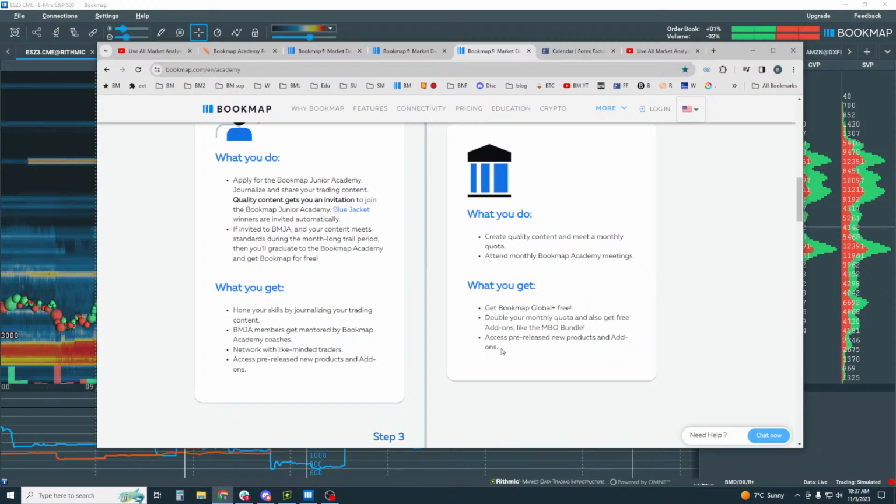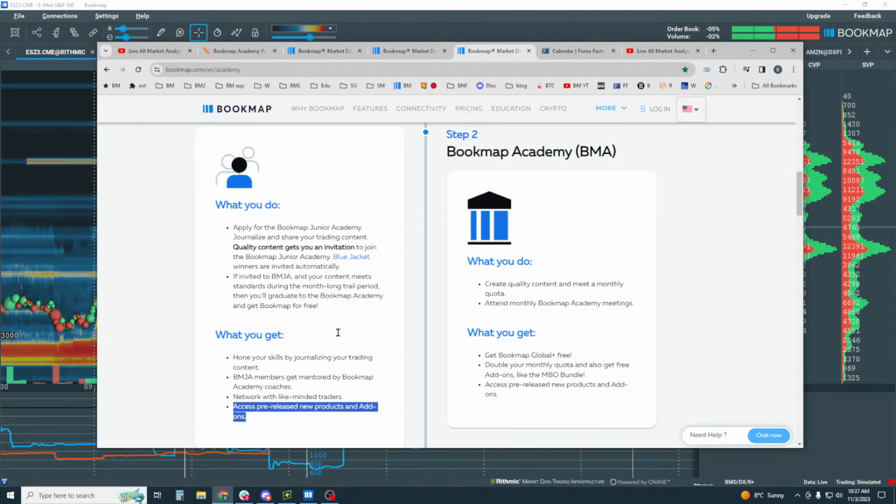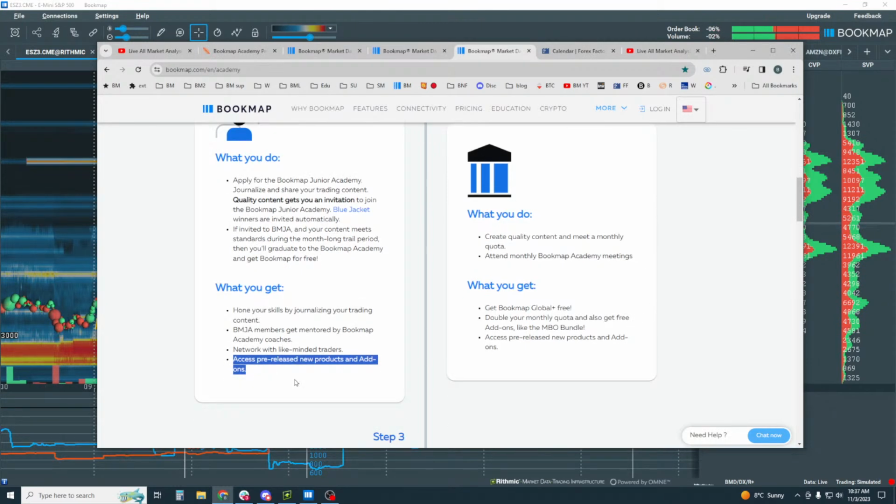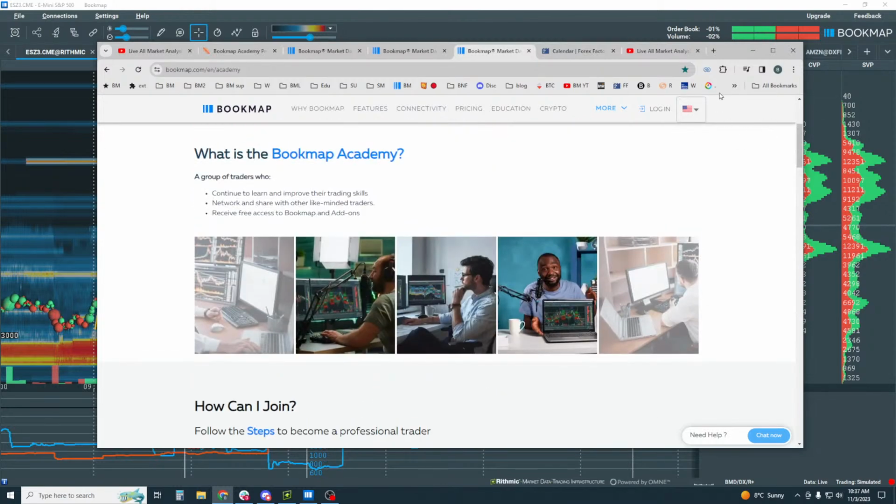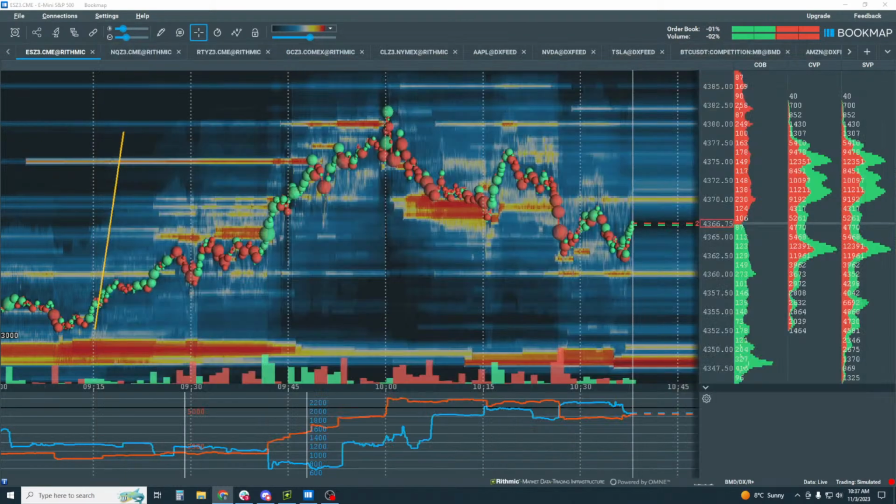Okay, now you can see that you get access to pre-released new products and add-ons. Even in the Junior Academy, you get this. So apply, and I will give you access to, for example, this Market Pulse tool. So you'll need to apply if you want to get that access. Right? Yep. Thanks, Dan. You put the link in there.